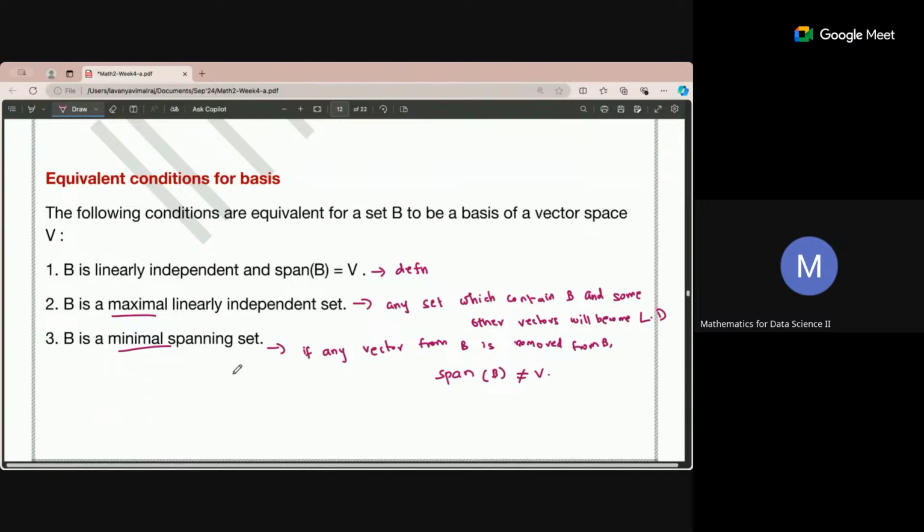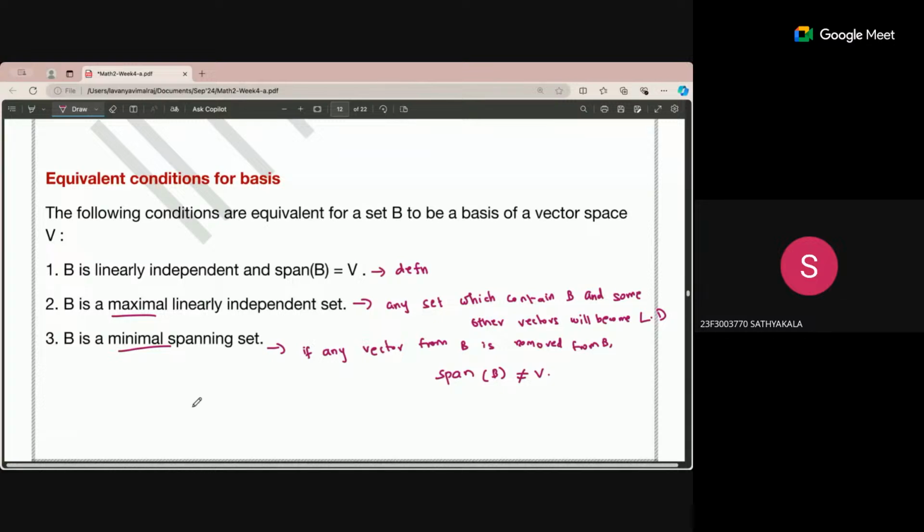We can take it either way, right? The number for Rn will be n, so n will be the size of the linearly independent set. This is the maximum number of linearly independent vectors that can be in a set.